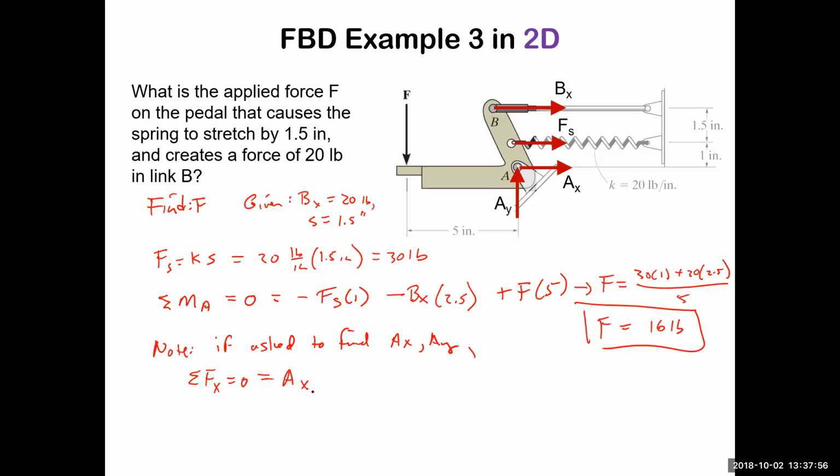Sum of the Fx equals 0 is going to give us Ax, Fs, Bx, and therefore Ax is going to have to equal minus 50 pounds. Sum of Fy equals 0 is going to give us Ay minus F. So that means Ay is going to equal 16 pounds.